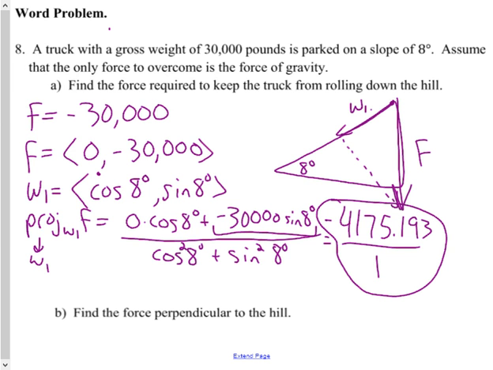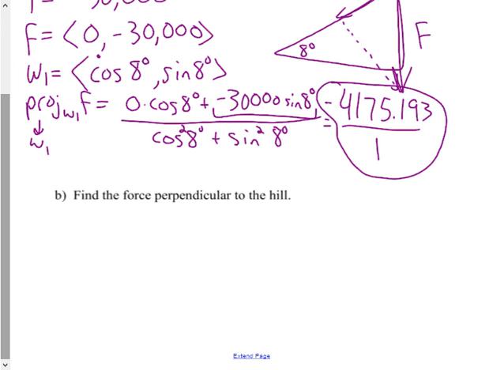4,175, the force required to keep us from rolling down the hill is going to be that same value, but positive. So our answer here is going to be 4,175.193. To keep us still, we need that much force going up.